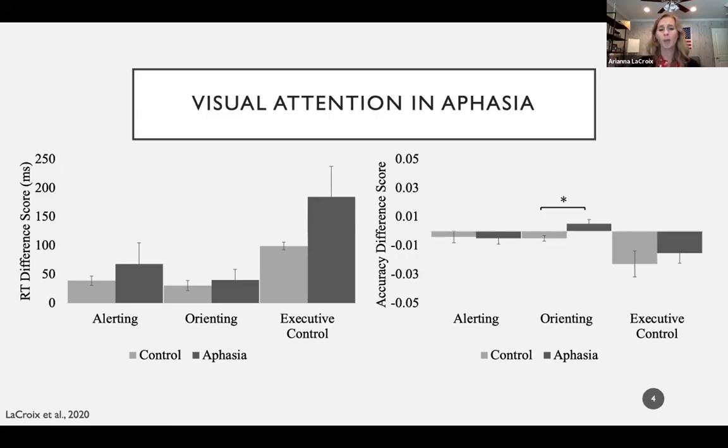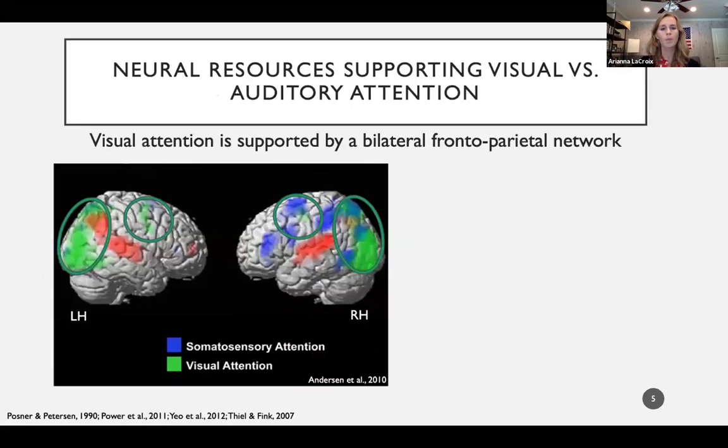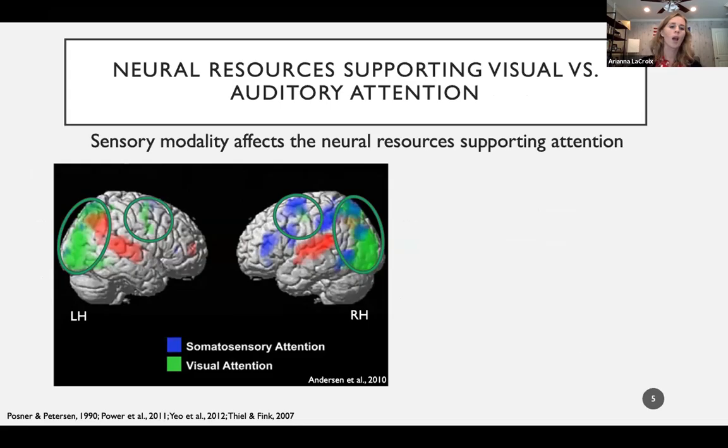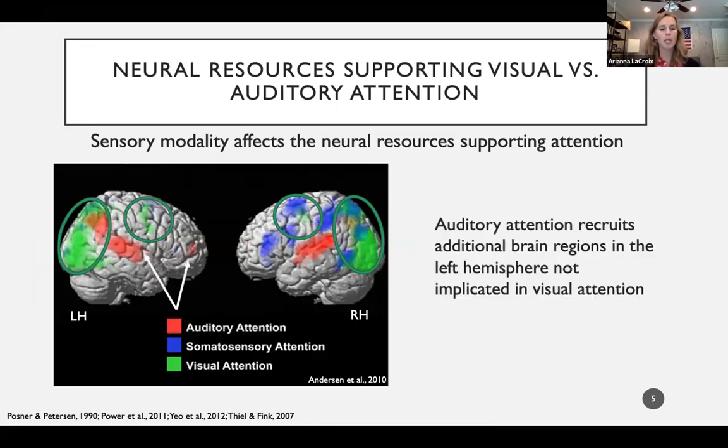So from this work in people with aphasia, we know that they have deficits beyond executive control, and we really need to be looking at multiple aspects of attention with them. And we also need to be thinking about how does this now relate to auditory attention? So Ed's talk really kind of sets some of this stuff up nicely. We know that visual attention is supported by a bilateral frontal parietal network. But sensory modality also affects the neural resources that are supporting attention. And specifically, when we look at auditory attention, we see that additional regions in the left hemisphere, including in the frontal lobe, the temporal lobe, and the parietal lobe, all contribute to auditory attention, but not necessarily visual attention.